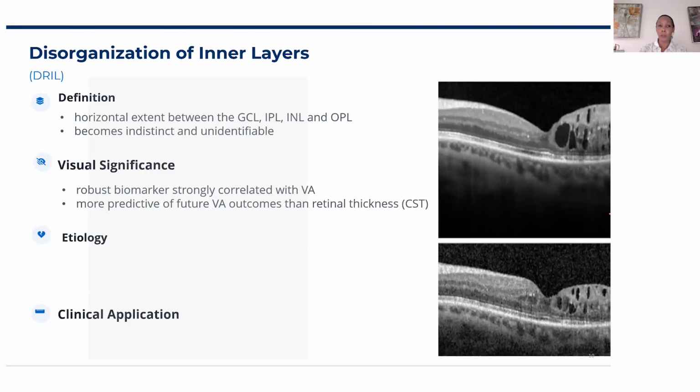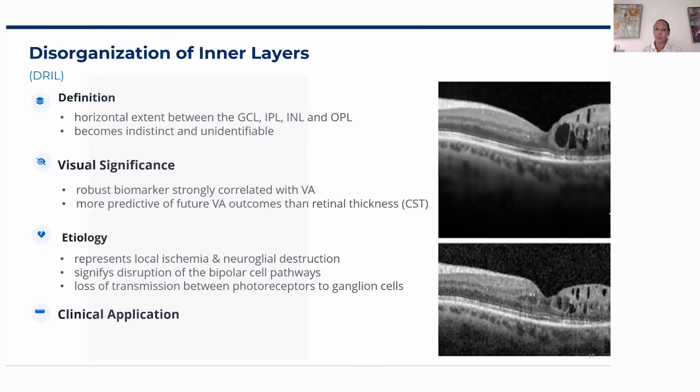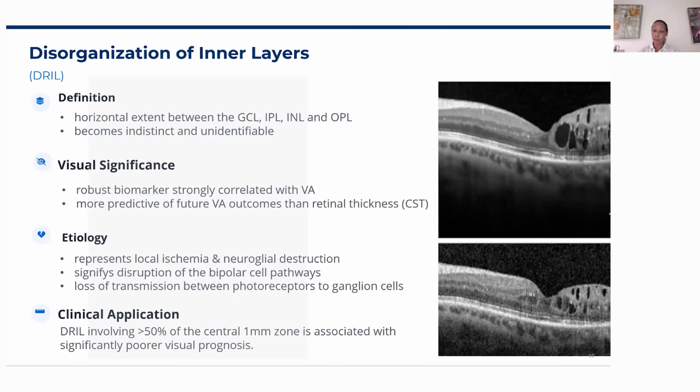Why do we get DRIL though? There's a lot going on there. There's ischemia going on there. There's neurodegeneration. There's ganglion cell destruction. There's disruption of your bipolar cell pathways. There's loss of transmission. So information is not going to the brain, and therefore you will not see in that area. So your visual acuity is going to be reduced. And as a study had shown, DRIL involving greater than 50% of the central 1 millimeter zone is associated with significantly poorer visual prognosis.